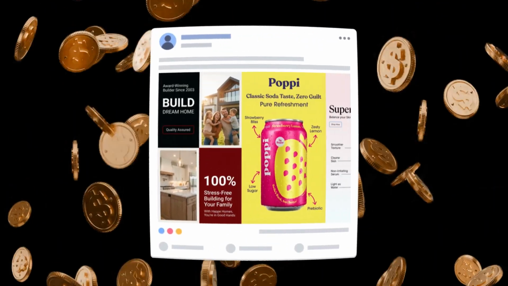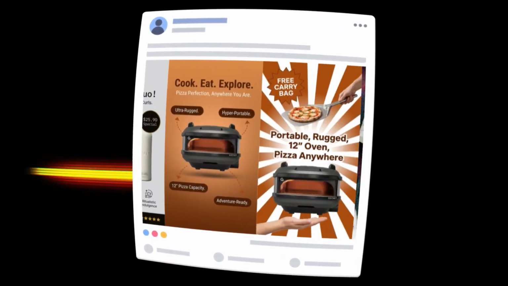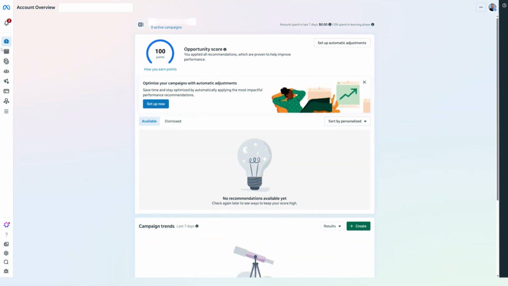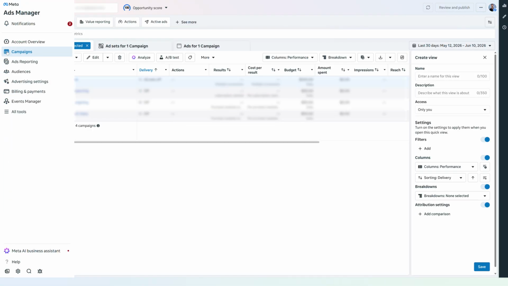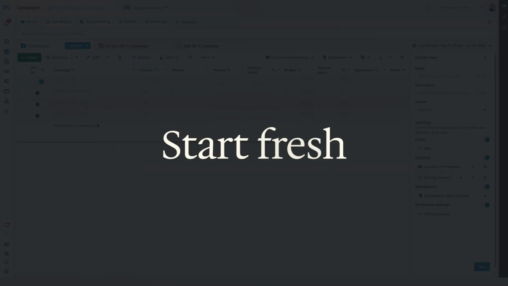If your Facebook ads suddenly got more expensive, stopped converting, or just died, there's a reason. And it's probably not the reason you think. Nowadays, people jump straight into Ads Manager and start changing things. New audience, higher budget, kill the campaign, start fresh. And that usually makes things worse.